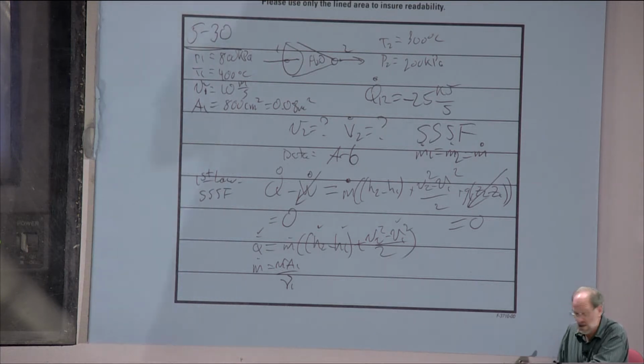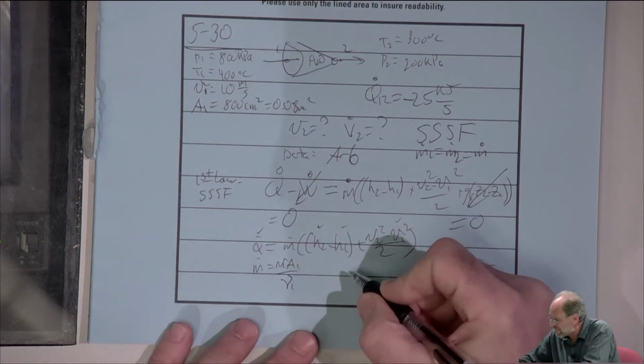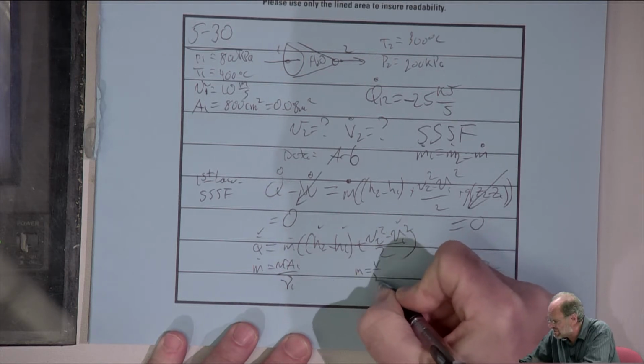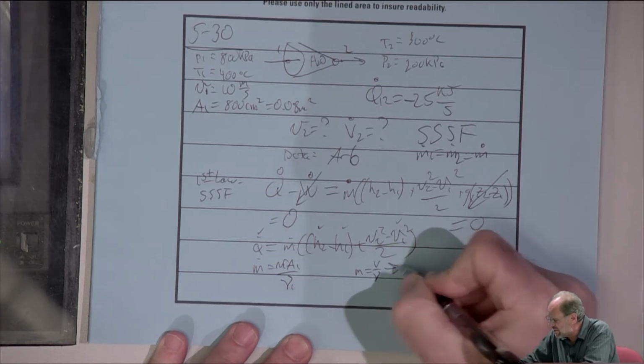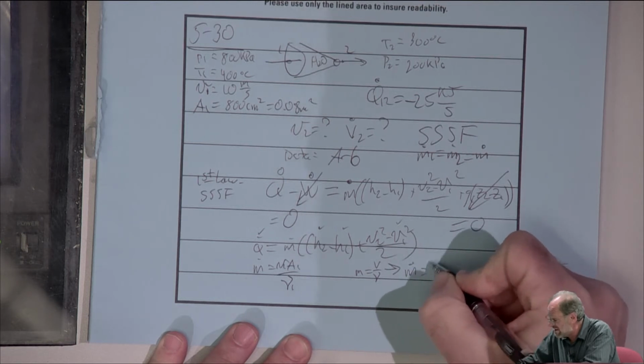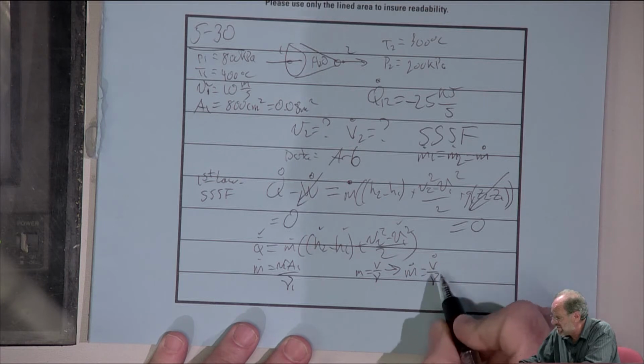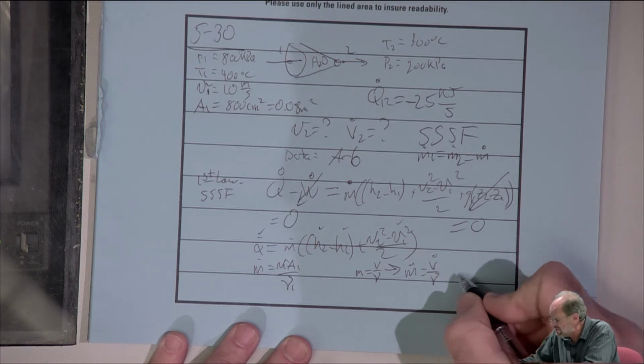But then let's also keep in mind that there's a relationship between the volumetric flow rate and the mass flow rate. We know that the mass is equal to the volume over specific volume. We know that the mass flow rate is the volumetric flow rate over the specific volume. We're trying to find the volumetric flow rate at state point 2.